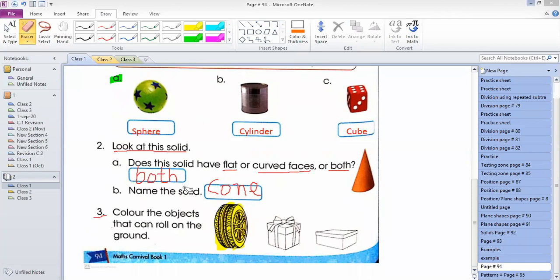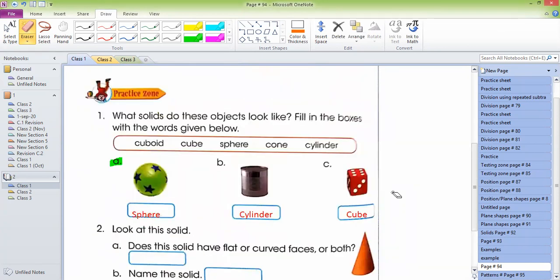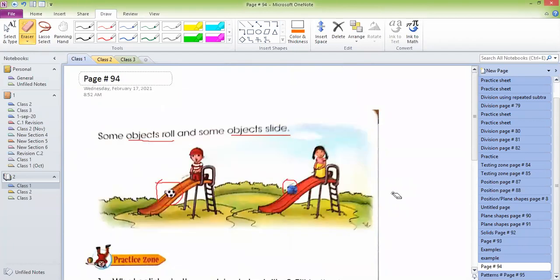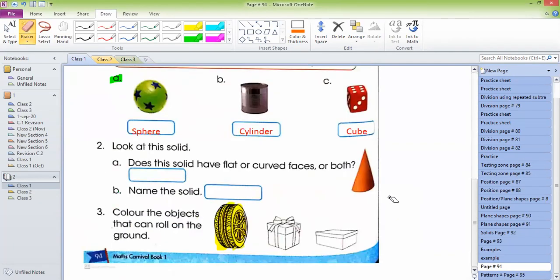Guys, open page number 94. We completed question number 1 in the last class, and today we will start from question number 2. Question number 2 is about this solid. Does this solid have flat or curved faces or both? And you also have to tell the name of the solid. You have to help me to complete it.